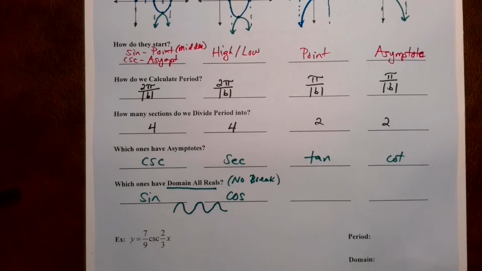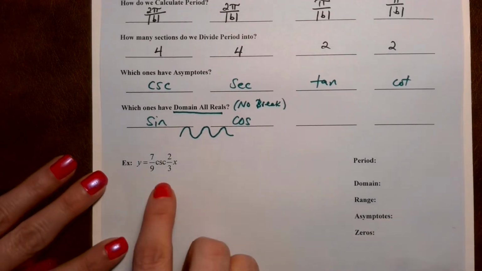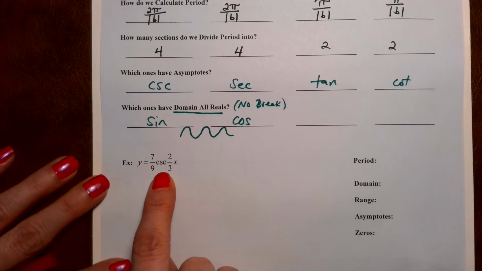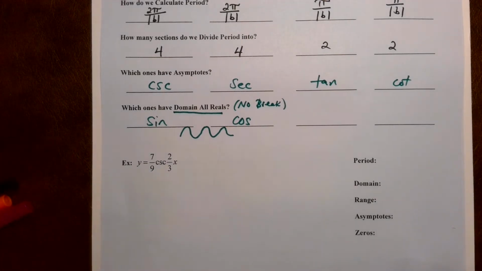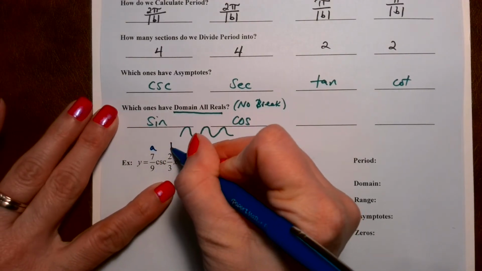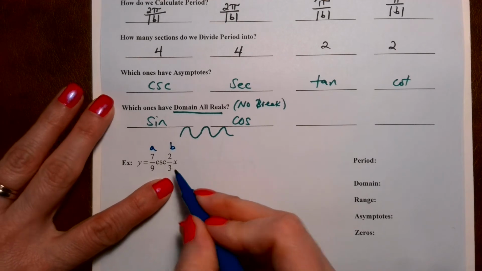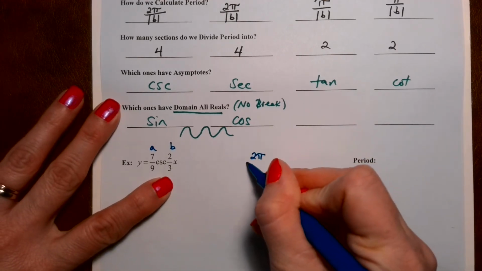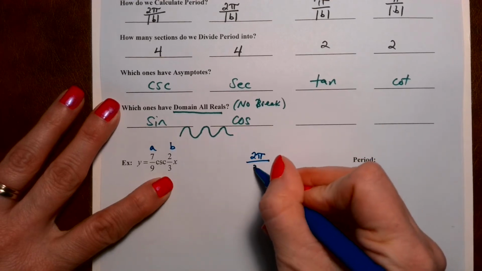All right, let's review how to graph some of these things. The first thing I notice here is that a cosecant graph is very similar to a sine graph. Okay, so the first thing we're going to do is calculate the period. And so this is the a value out in front, and then this is the b value. Okay, so the period for this guy is going to be 2 pi divided by that b value.